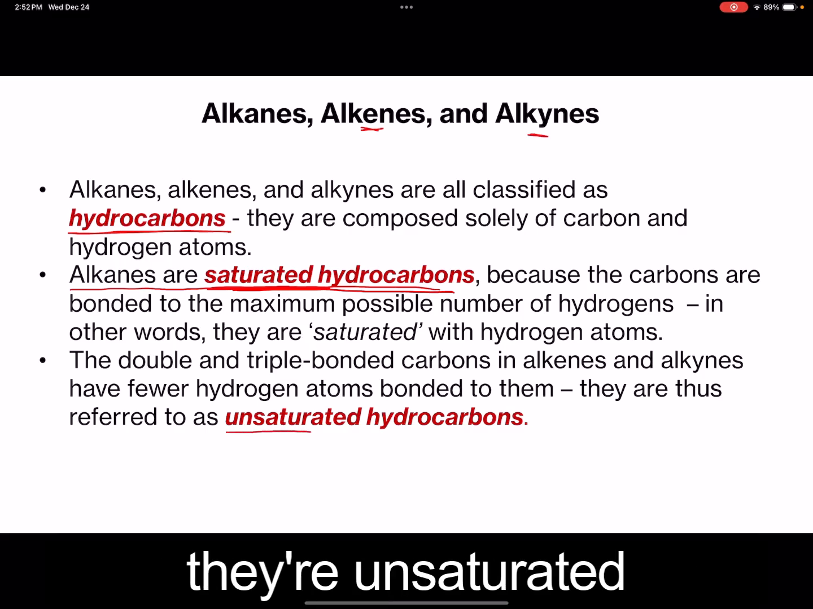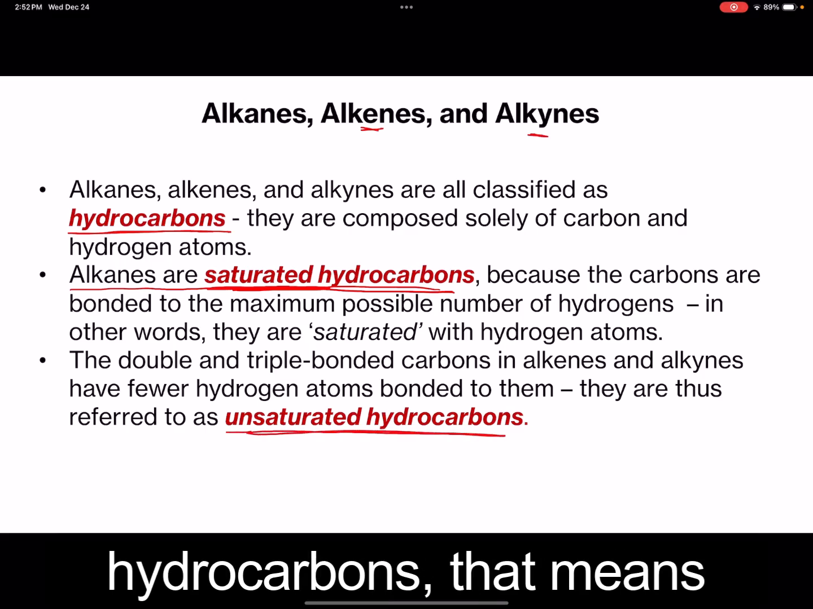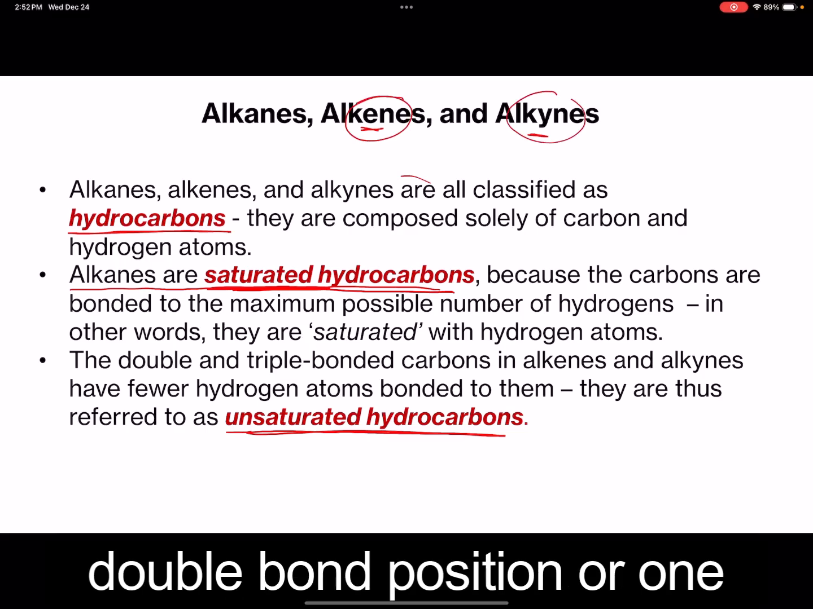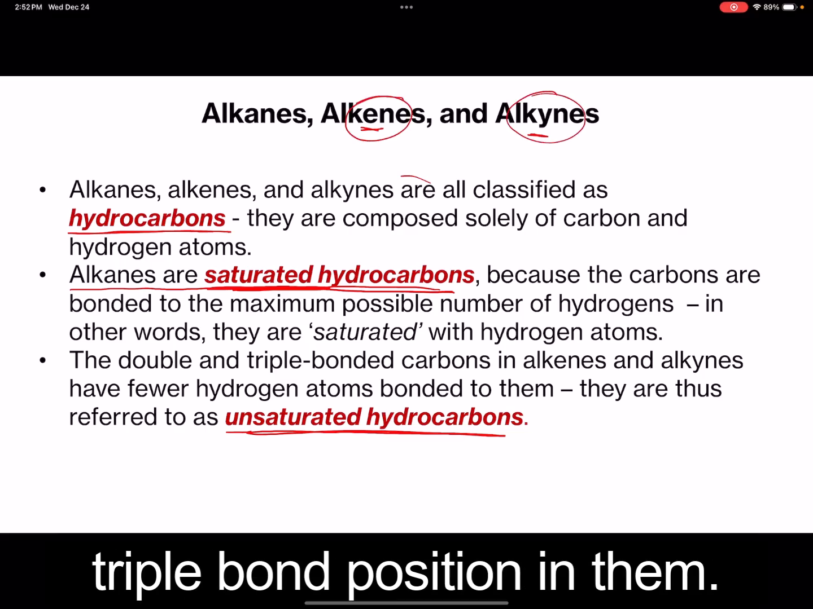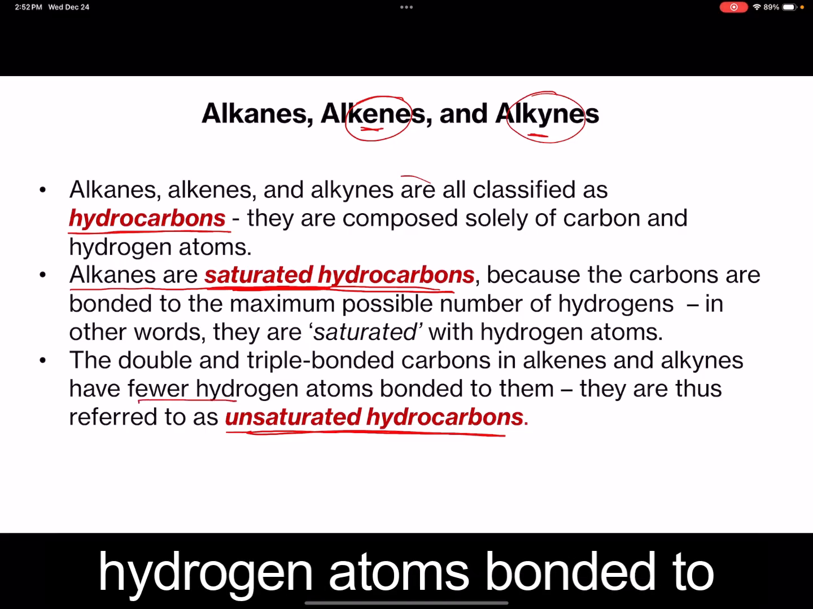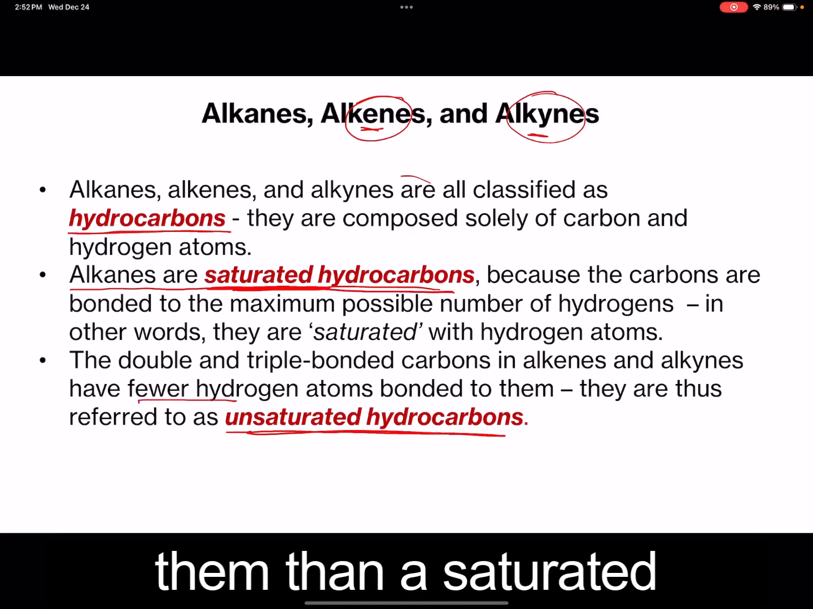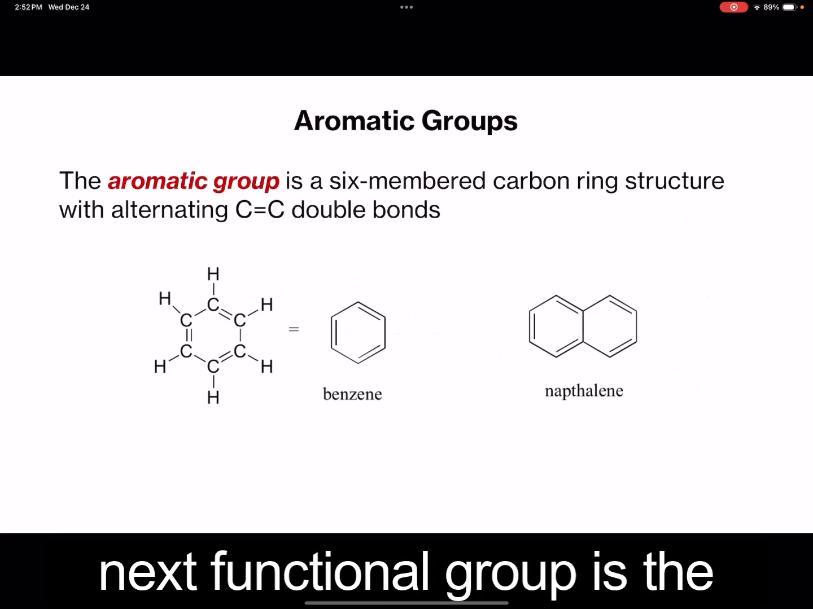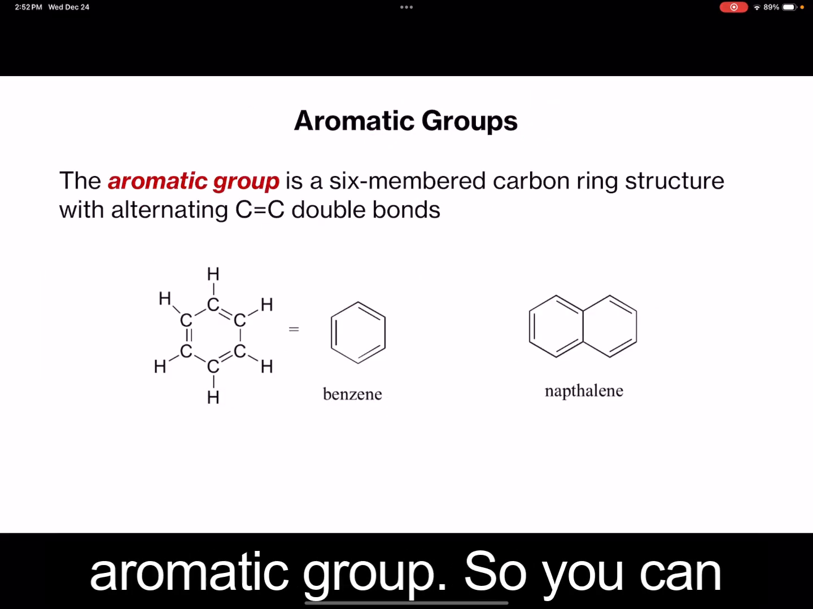If they're unsaturated hydrocarbons, that means they have at least one double bond or one triple bond in them, and they will have fewer hydrogen atoms bonded to them than a saturated hydrocarbon of the same carbon length. Okay, our next functional group is the aromatic group.